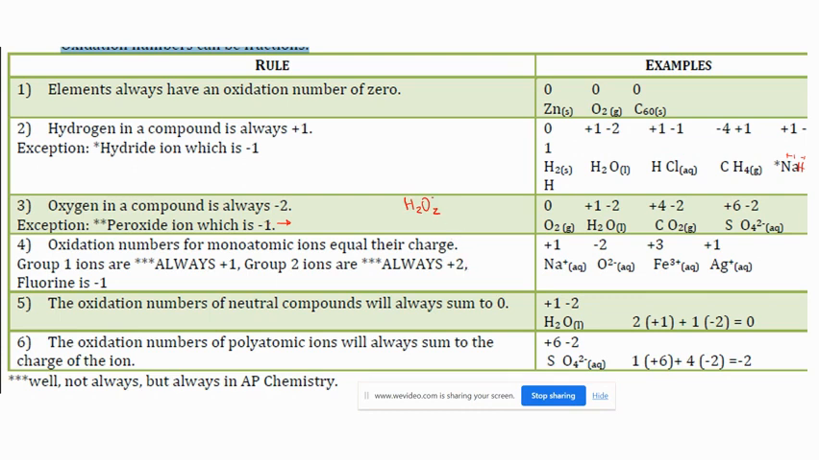Just those. And that's not always true, but it will always be true in AP Chem. I will come back to you with the peroxide thing.